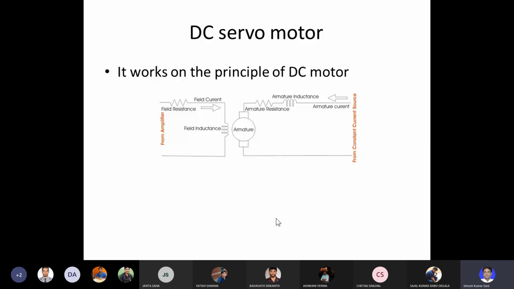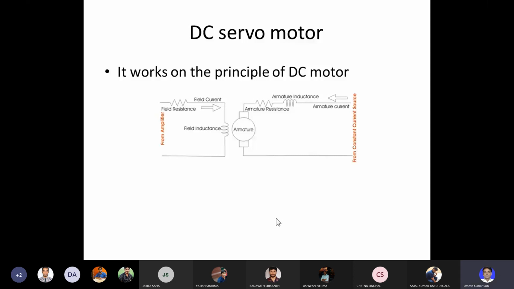DC servo motor works on the principle of normal DC motors, but it has a small inertia in the rotor, and the radius of the rotor is small, and it has fast response. It can stop fast, and it can take the higher speed in very less time. So it is either armature controlled or field controlled.